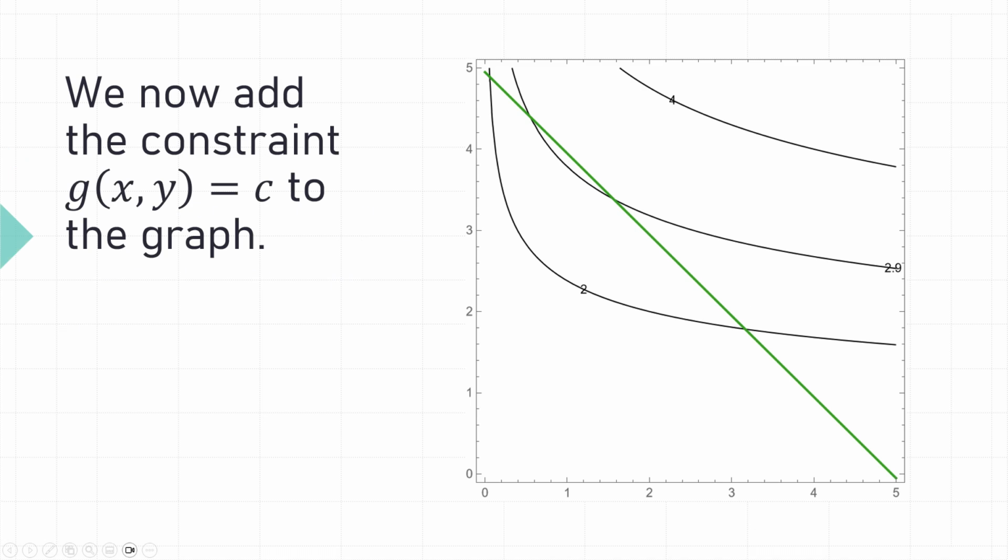Then I can add my constraint here. Instead of a blue line, I've drawn it green. This is the constraint g of xy equals c. Any xy value I consider has to be on this green line, because that's what it means to satisfy my constraint. So I'm only looking at the maximum possible values of f along this green line.